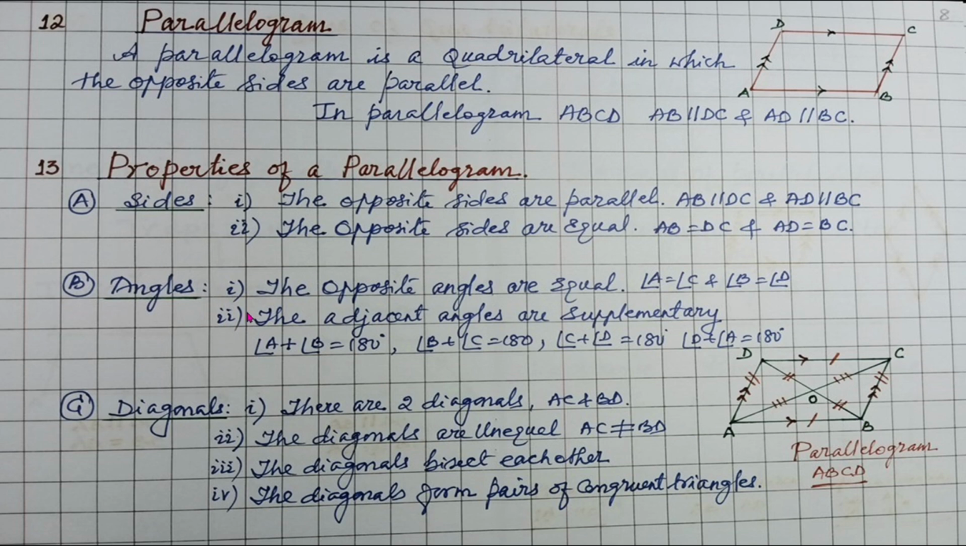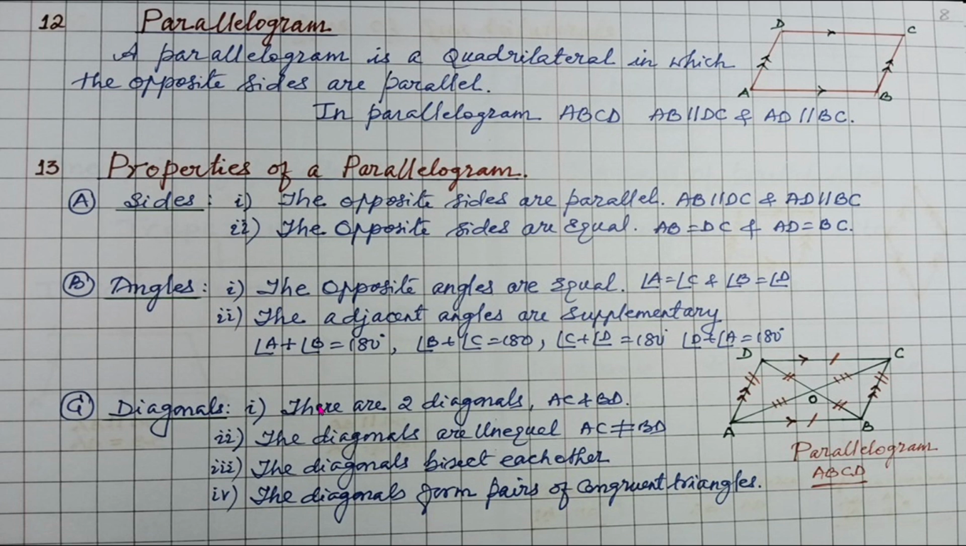Now in terms of angles, the opposite angles of a parallelogram are equal. That means angle A is equal to angle C, angle B is equal to angle D. The adjacent angles of a parallelogram are supplementary. That means angle A plus angle B is 180, angle B plus angle C is 180, angle C plus angle D is 180 and angle D plus angle A is equal to 180 degrees.